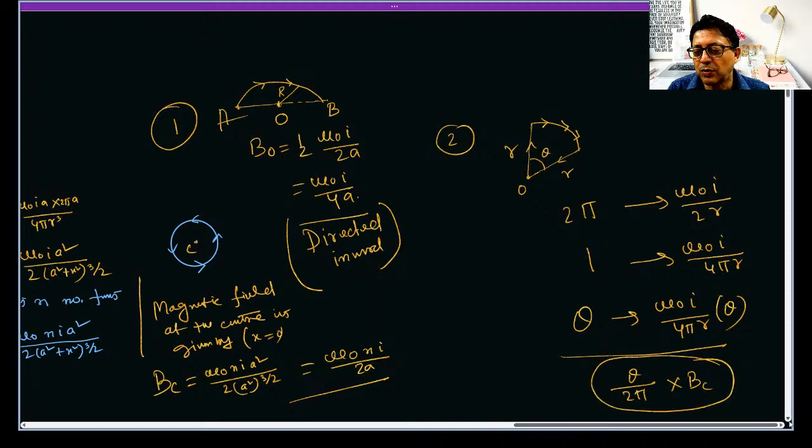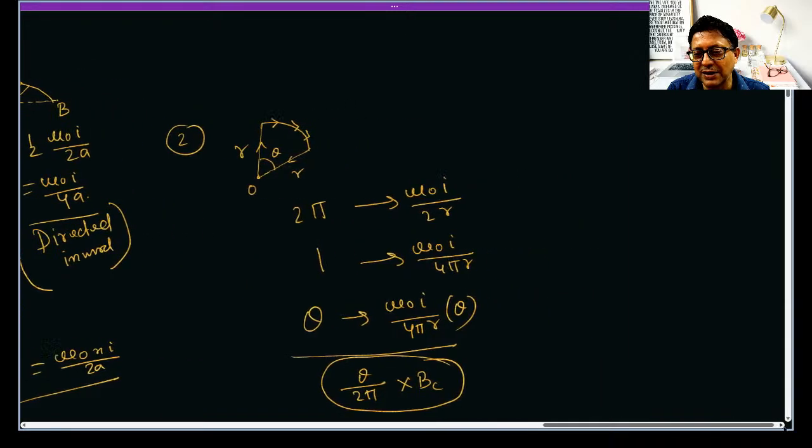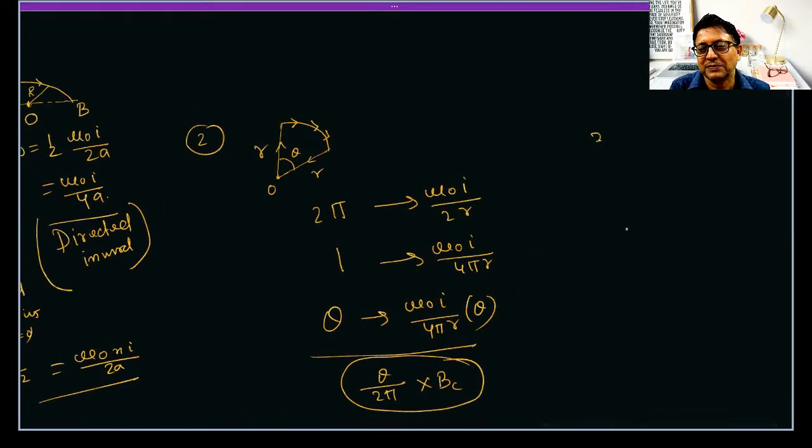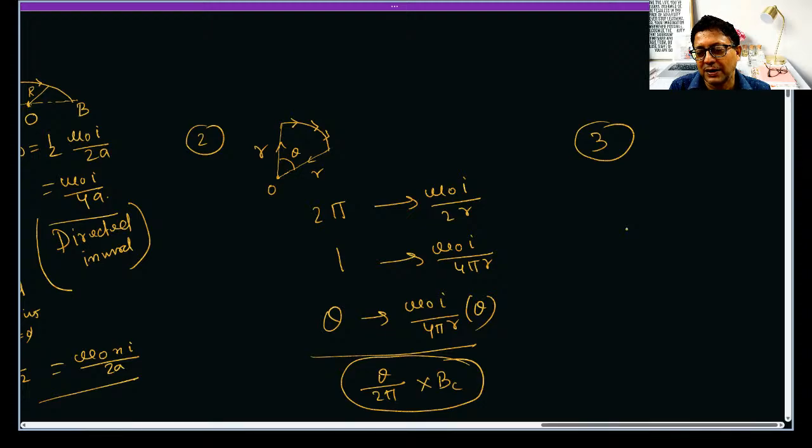Now I will be discussing one more problem like this, where this is a quadrant of circle. This is 90 degree. This is one wire. We made some arrangement.